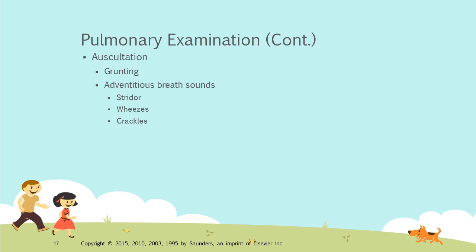Grunting is end expiratory pressure that a small child may use to help pop open, or auto-PEEP, help pop open the alveoli. This will raise the oxygen saturation briefly. Other adventitious breath sounds include stridor. Stridor is a high-pitched audible noise that can occur during inspiration or expiration.